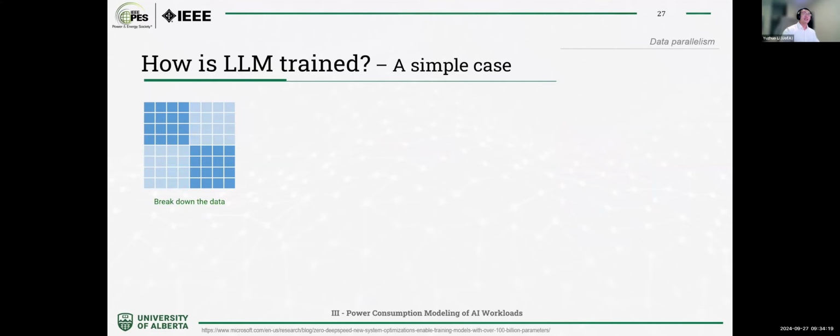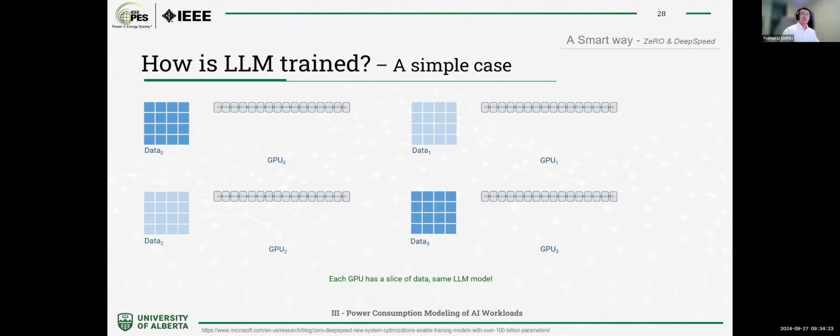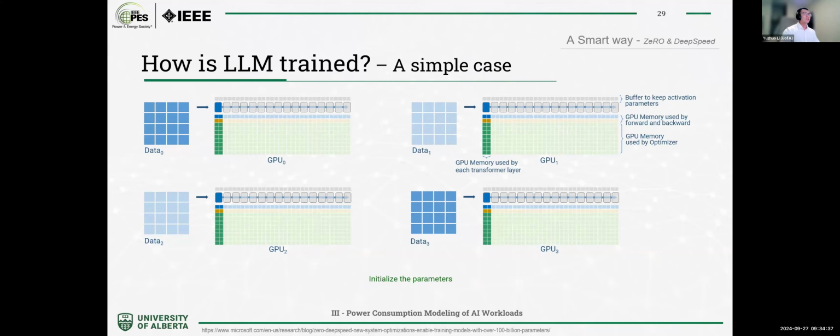So for the data side, we can break down the data into several pieces. And for the model side, we can just load it into the GPU, and each GPU will deal with a slice of the data. Once it's loaded, we can initialize the parameters.